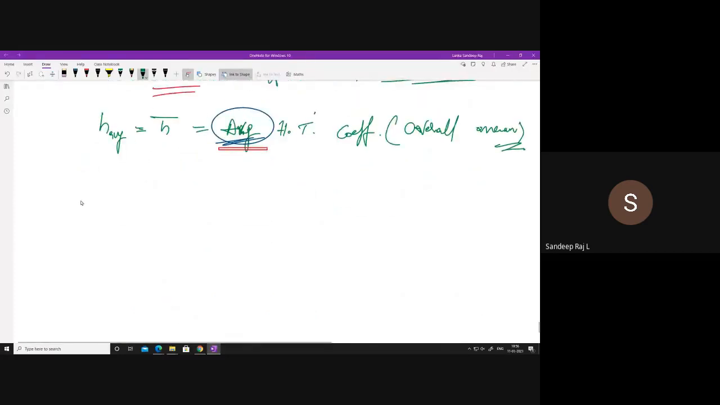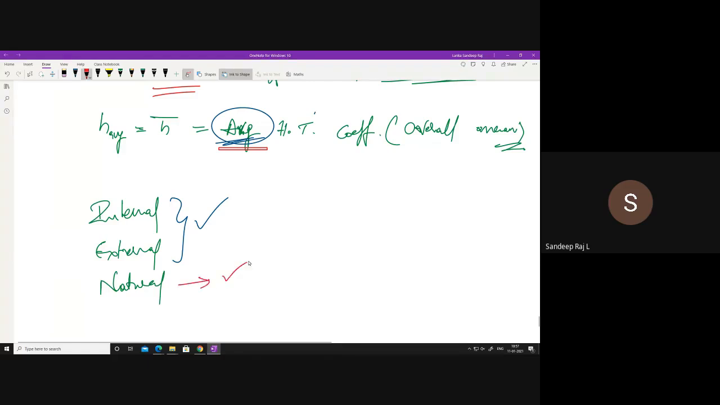I told you that there are three topics in convection: internal flow, external flow, and natural convection. We have completed the first two today. In the next class, tomorrow morning, I'm going to start natural convection. It may take two or three classes. With that, we'll close the third unit and then move to the fourth unit quickly. Fine.